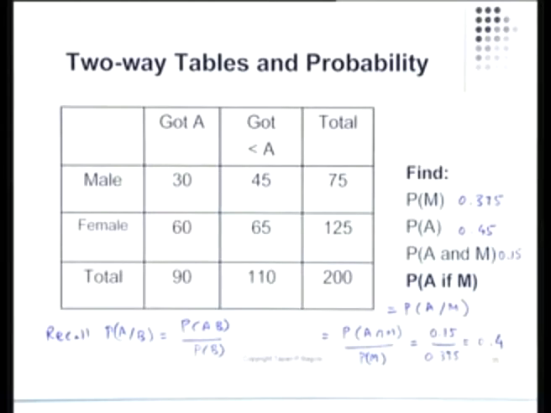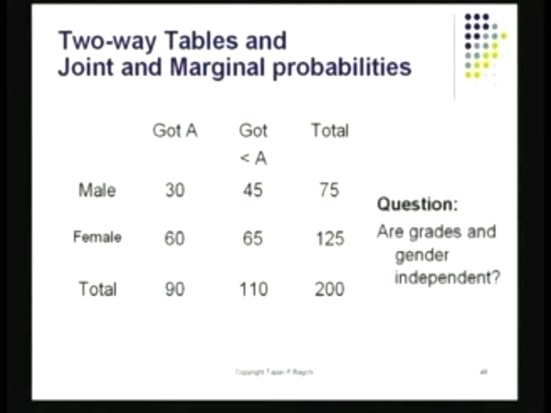What is the next question? Let's try to get the question now. The question is this: are genders and grades independent? What is the test for independence? Recall, the test of independence is P(A given B) is the same as P(A), or P(B given A) is equal to P(B). So let's see if we could work those things out.